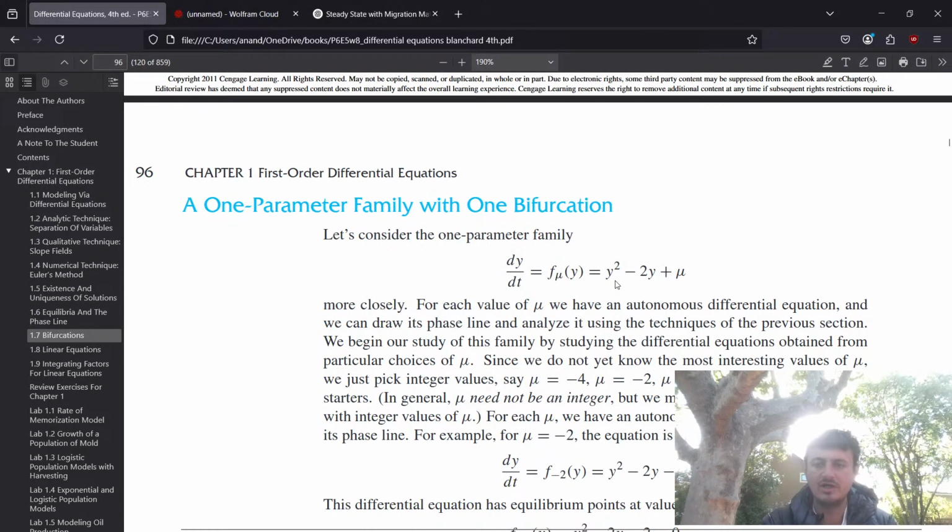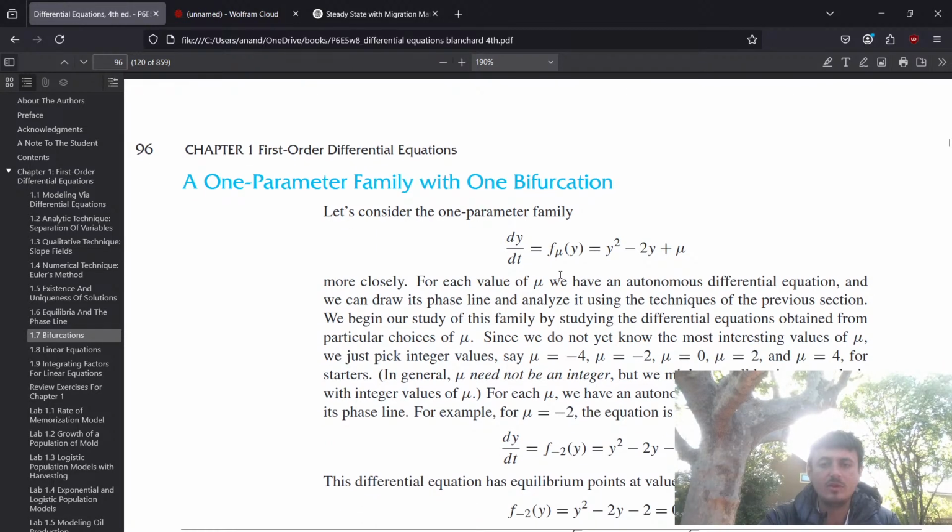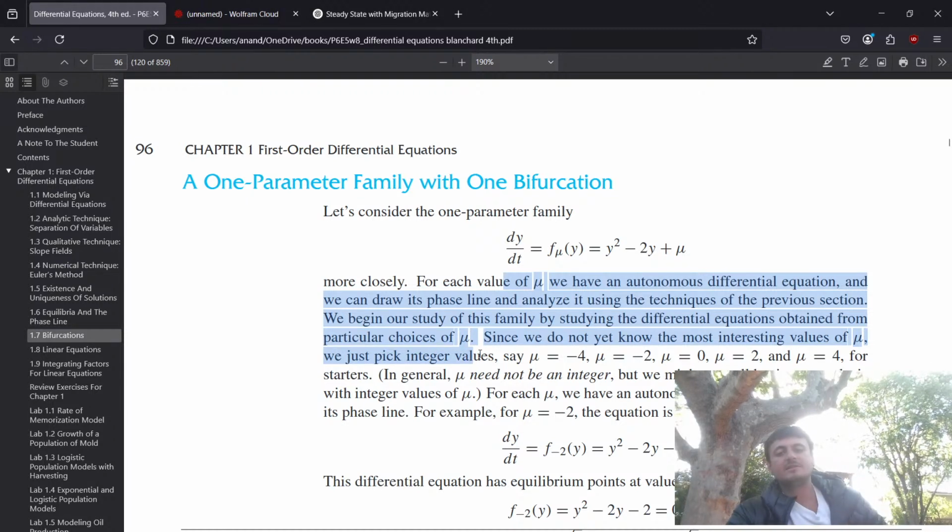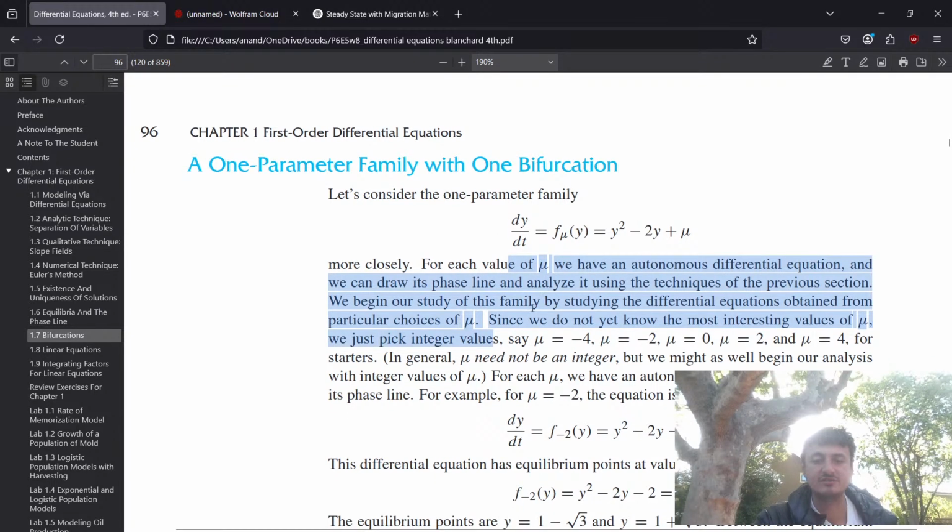Let's consider y² - 2y + μ. For each value of μ, we have an ADE, and we can draw its phase line and analyze it using the techniques of the previous section. We begin our study of this family by studying the differential equations obtained from particular choices of μ. Since we do not yet know the most interesting values of μ, we just pick some random values.